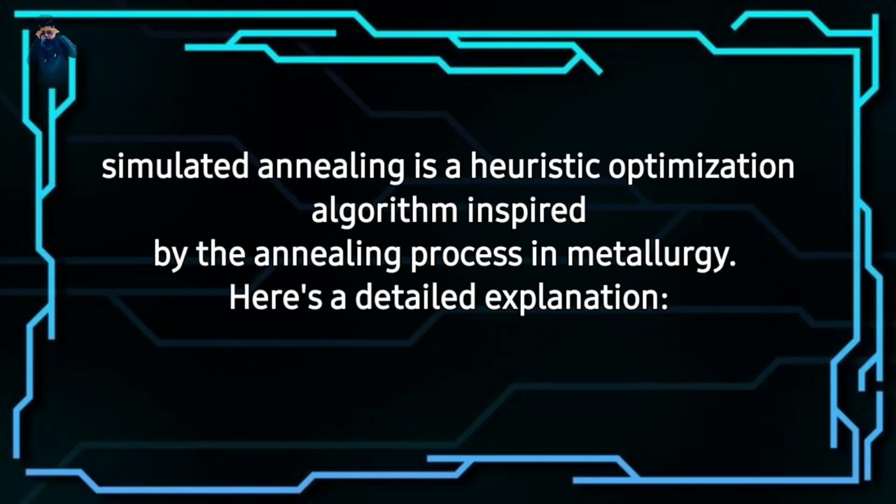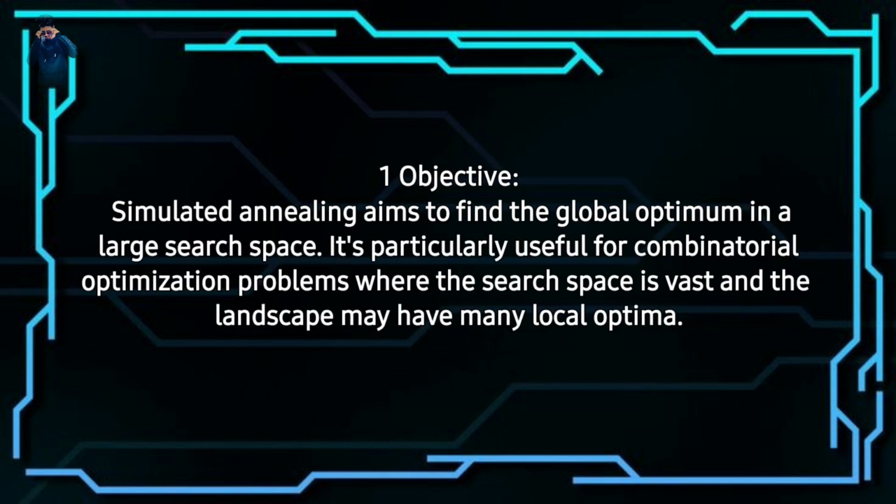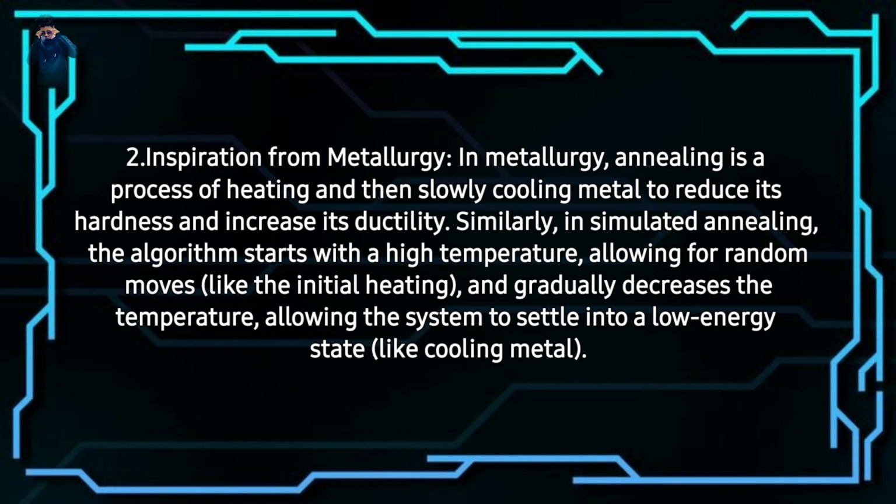Simulated annealing is a heuristic optimization algorithm inspired by the annealing process in metallurgy. Here's a detailed explanation. 1. Objective: simulated annealing aims to find the global optimum in a large search space. It's particularly useful for combinatorial optimization problems where the search space is vast and the landscape may have many local optima.